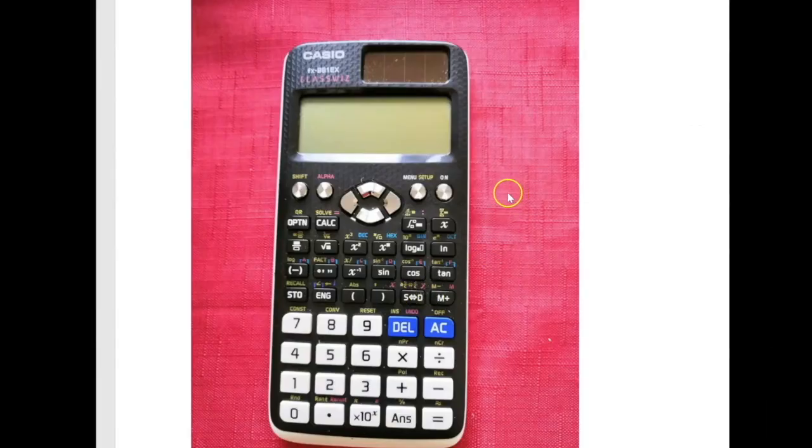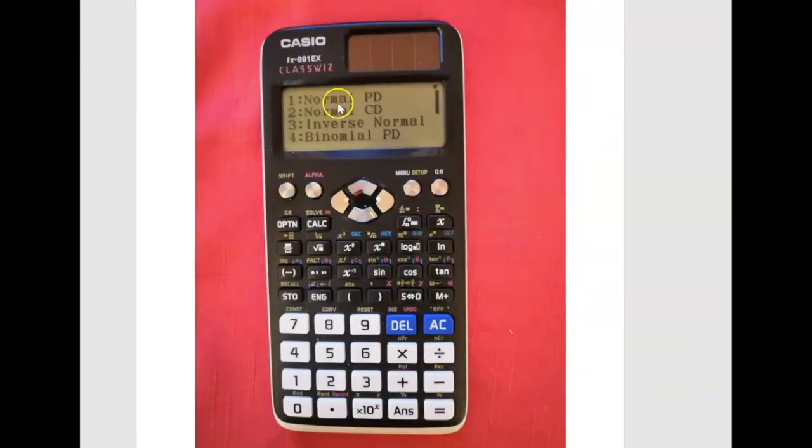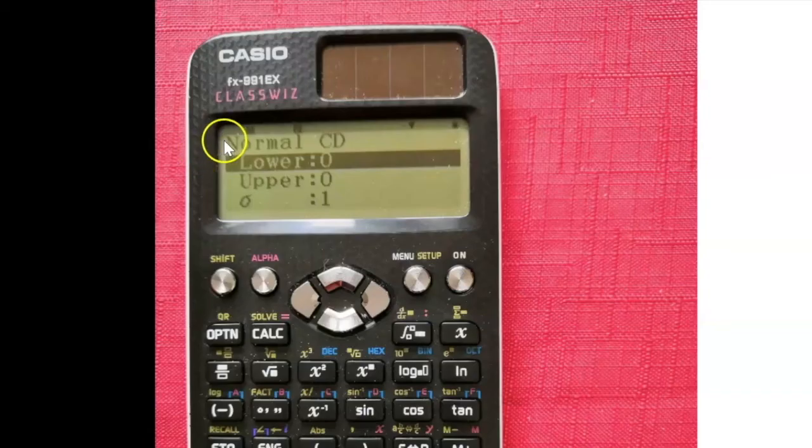So we're going to use the Classwiz calculator. We switch it on and then use menu 7, which is the stats menu. So we get a normal probability distribution or the normal cumulative distribution. We're going to be calculating the probabilities over an interval, so we want to use the cumulative distribution. So if we press 2, we get this display, normal CD. The lower limit was 60, the upper limit is 70, the standard deviation was 15, and if you scroll down you get the mean, and you can feed in that the mean was 64.